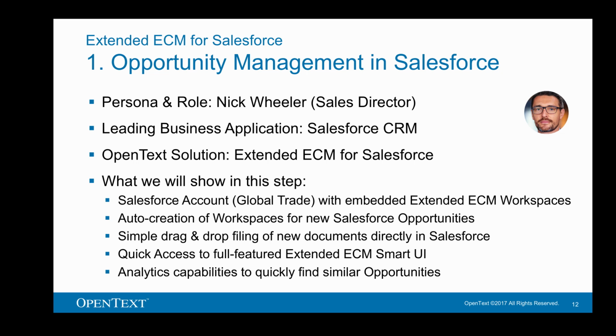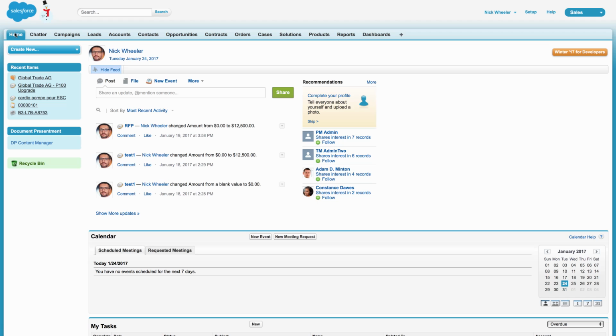We have Nick Wheeler. He is a sales director. He works with Salesforce CRM, and the solution he uses is OpenText Extended ECM for Salesforce. What we will see in this step is a Salesforce account with an embedded Extended ECM workspace. We will see how a new Salesforce opportunity auto-creates a workspace for that opportunity. We will see how simple it is to add content with drag and drop. And we will see how Nick can also access the Extended ECM Smart UI and using analytics capabilities to quickly find similar opportunities. So let's start with a demo.